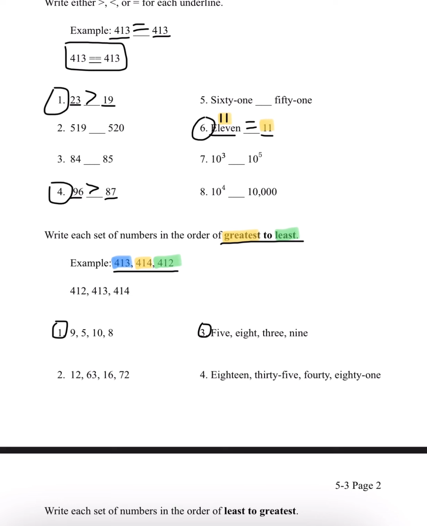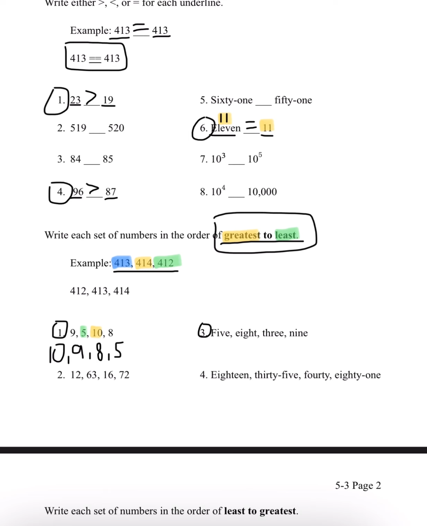Number 1 gives us 9, 5, 10, and 8. The greatest number here is 10, and the least is 5. So we're going to write 10 first, since the order it tells us to put it in is greatest to least. After 10, the second greatest number is 9, then 8. And we already identified that 5 is the least number, so we put 5. And that will be our answer.